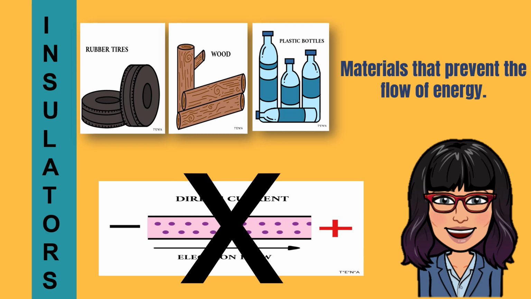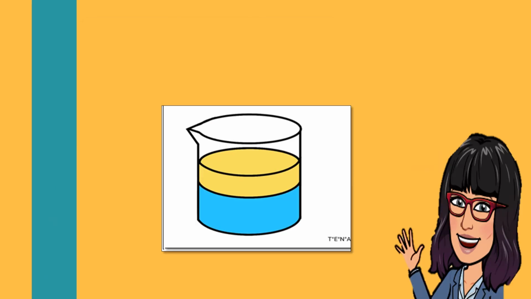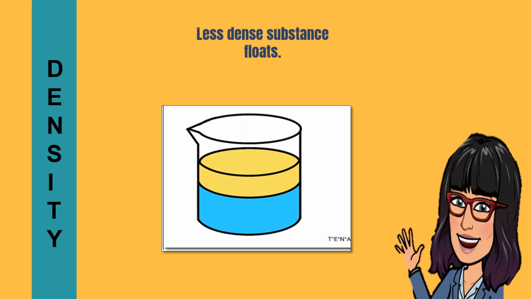Thermal insulators are used to prevent the flow of heat. What do you think are the materials used in this image? What does it show? Yes, this is a mixture of oil and water. This shows that oil is less dense than water because less dense substances float.